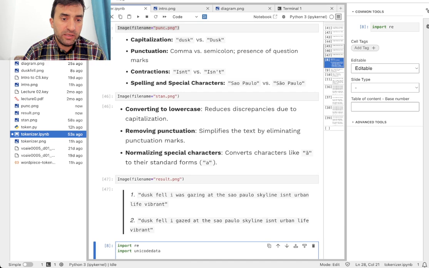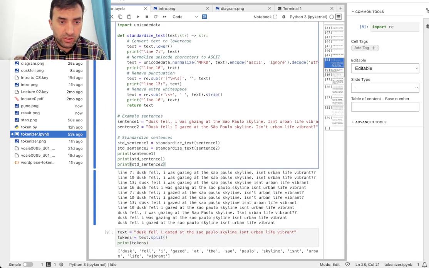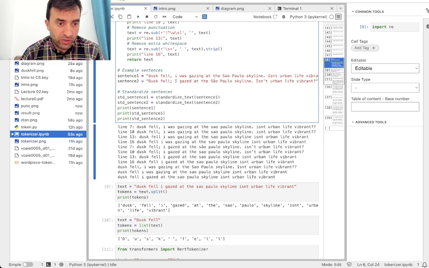here is basically the code that does all of it for me. In this line, we define the standardize text function. We take the text, we lowercase everything, then we normalize it by bringing it into the ASCII character standard. Then we remove punctuation, which is line 13, and then we remove extra white spaces. You can see the process.